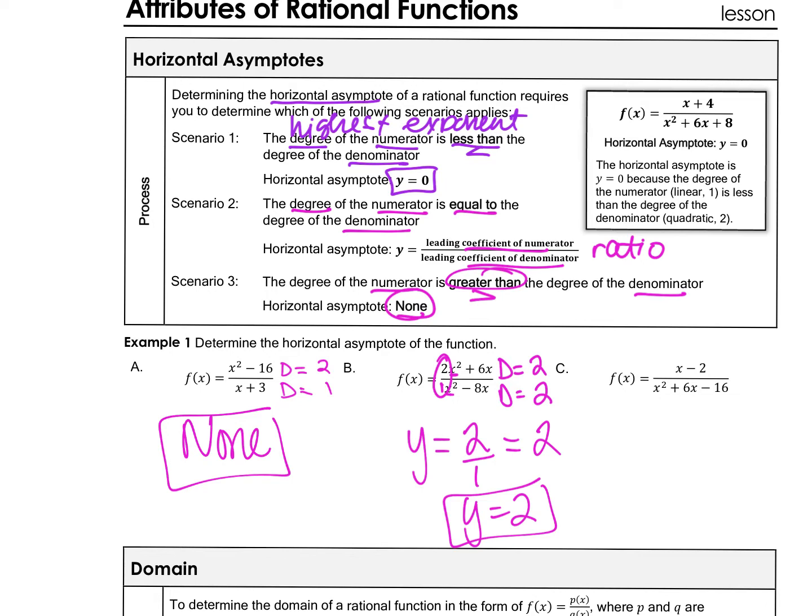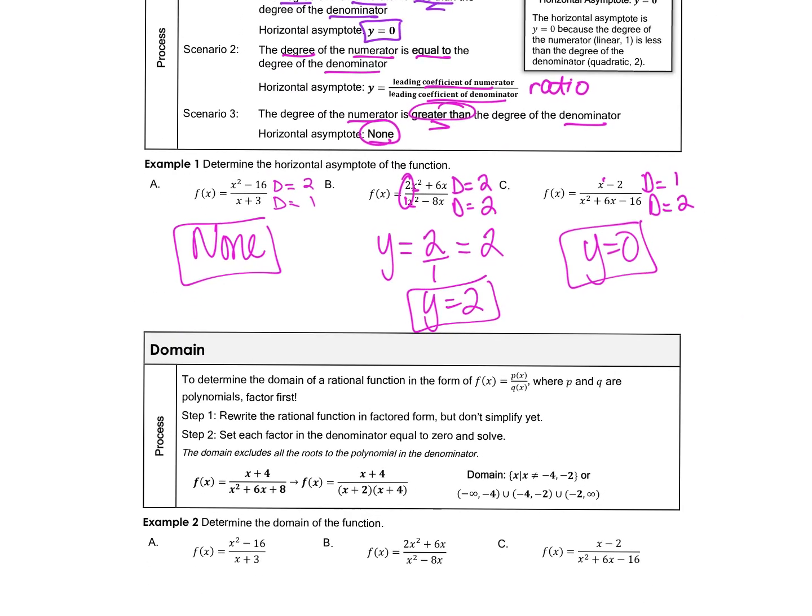Okay, so third example, degree of the numerator. Notice the highest exponent is a 1 because we just have an x. And then your degree of the denominator is 2. If it's smaller on top, it's y equals 0. So smaller on top, it's 0. Greater on top, it's none. Equal, you're looking at those leading coefficients and dividing them. So that's how you can find the horizontal asymptotes of a rational function.